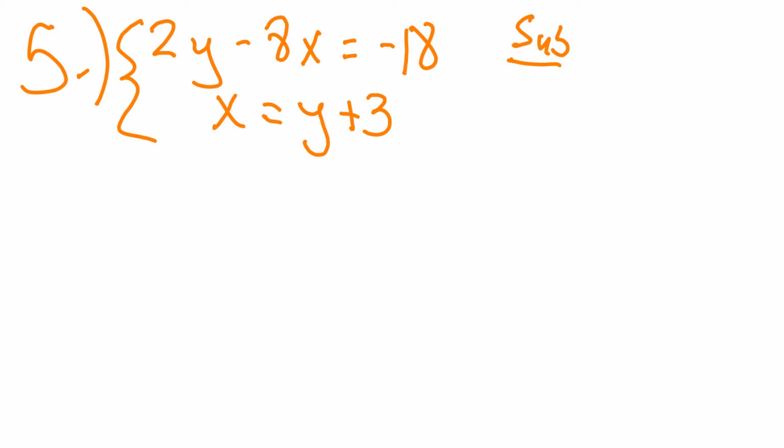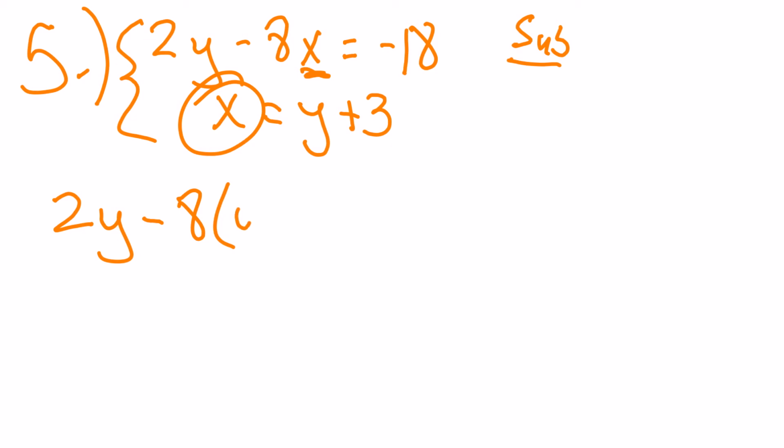Okay, that means I have to hope one of my variables is already by itself, and I notice here that this x variable is already by itself. So that means I'm going to rewrite the top equation. Instead of writing this x, I'm going to write y plus 3. That gives me one equation with one variable, and I can now solve.